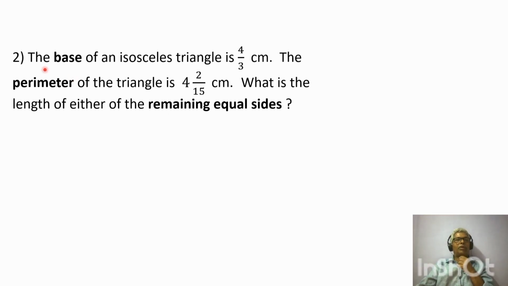Now, the next problem. The base of an isosceles triangle is 4 by 3 centimeters. The perimeter of the triangle is 4 and 2 by 15 centimeters. What is the length of either of the remaining equal sides?